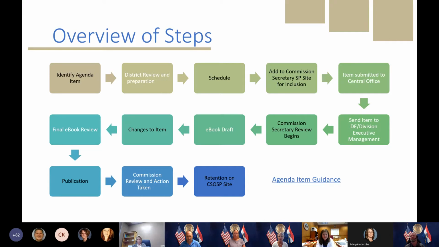Once Design completes their review, the links to the documents for each agenda item should be sent to the respective organizational team leader for review. This review includes Deputy Director, Chief Engineer, Assistant Chief Engineer, Chief Financial Officer, Chief Safety and Operations Officer, Chief Administrative Officer. Once the item is approved and sent back through the review process again, the Commission Secretary SharePoint site updates the original document with the suggested alterations for eBook preparation. Next slide.